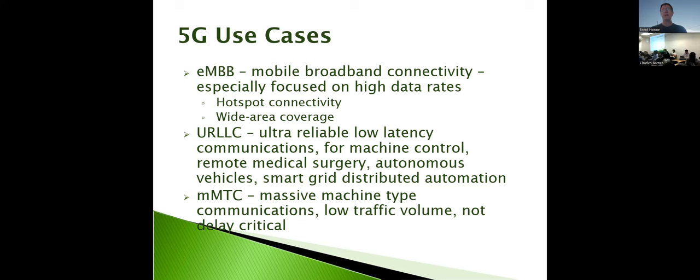So, all right. There are a number of 5G use cases and design goals and constraints and requirements. The big ones that we're interested in are this eMBB, the mobile broadband connectivity, especially focused on high data rates. We all want faster data, to be able to watch higher def videos and whatnot. So this is our basic usage of cell phones that we're used to. We're realizing that hotspot connectivity is a bigger deal than it was originally. And we're looking at wide area coverage.